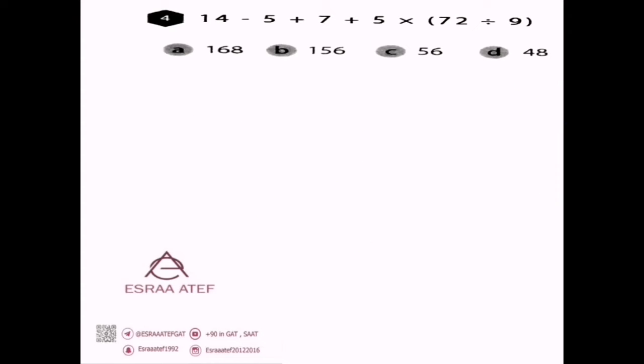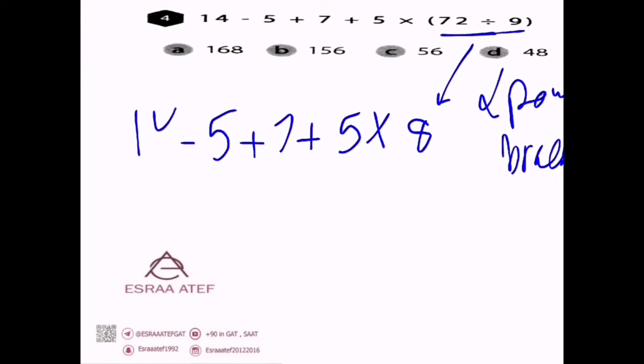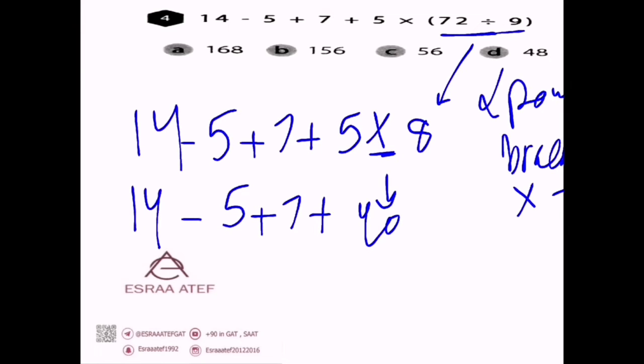Number 4, the same. Do we have powers? No, we don't have. Do we have brackets? Yes, we have it, here. So we will solve it first, which is 72 divided by 9, which is 8. Then here we have multiplication and then adding, and then 5, and then 14. So we start with multiplication or division. We have multiplication here. So 5 times 8 will be 40, plus 7 plus 5, and here 14, subtracting.